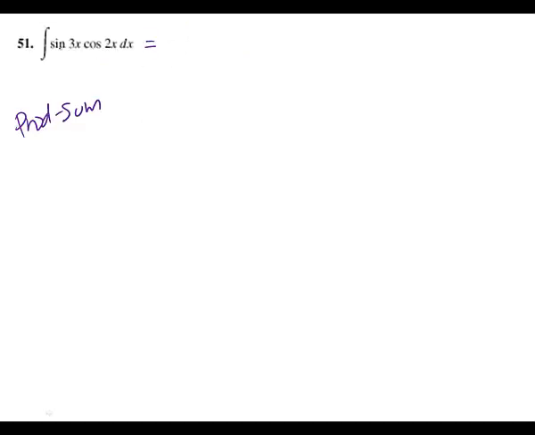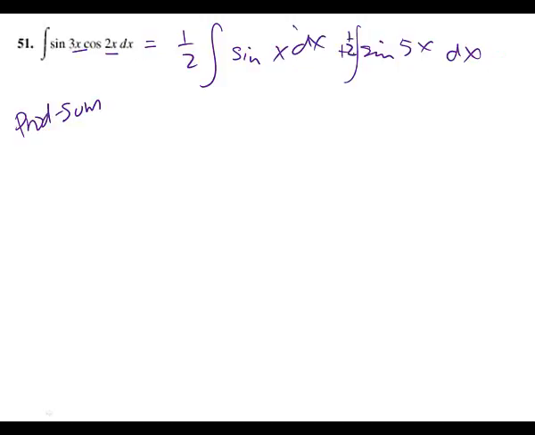Alright, so when I start the product to sum, I get what number out front? 1/2, good. And then what do I get in here? Sine, and you're supposed to add or subtract. Subtract, so what do you get? Sine what? X plus what? Sine, and you add or subtract? Add, and you end up with 5x dx. So I'm going to choose to separate it into 2 separate integrals. And I'm going to move that 1/2 over both of them.